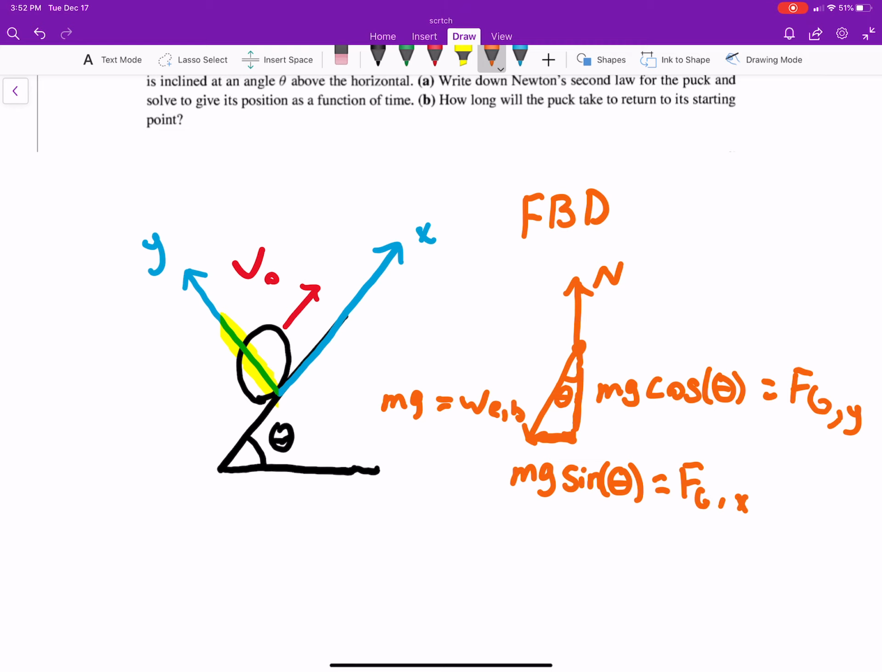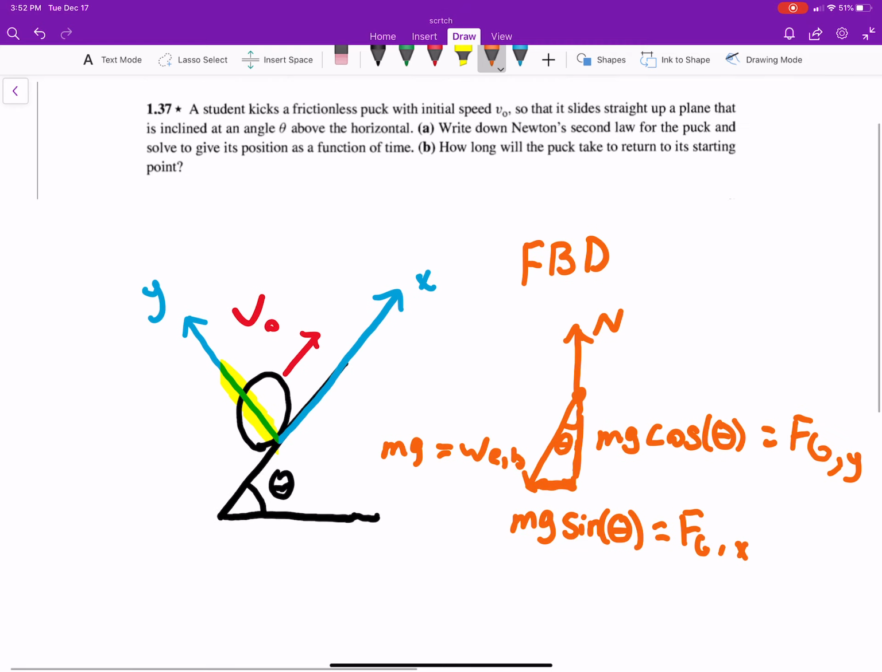Are there any other forces acting? No, not really, because it's frictionless. So this is kind of like if you had a sheet of ice or something that just doesn't have a lot of friction. So we don't have to worry about friction. It should be everything. We covered all our bases.